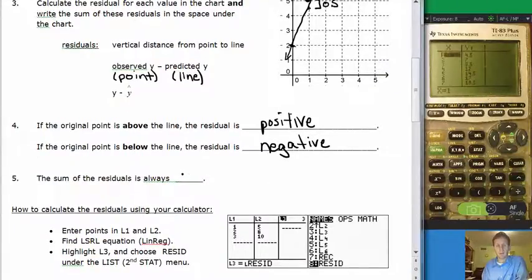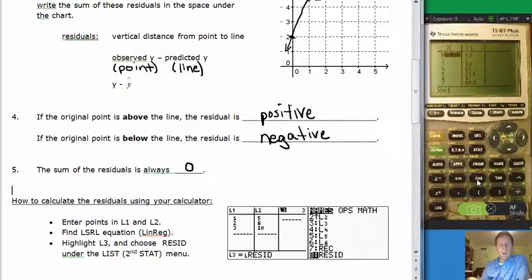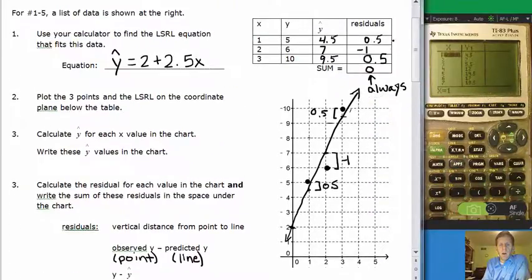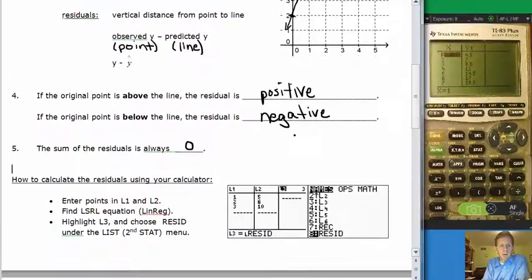And as stated earlier, the sum of your residuals is always equal to 0 if you've done the problem correctly. Your graphing calculator is kind of nice in the fact that it can actually calculate these residuals that we found in this table up here automatically. I'm going to show you a way that you can do this. We're going to follow the steps down here at the bottom.